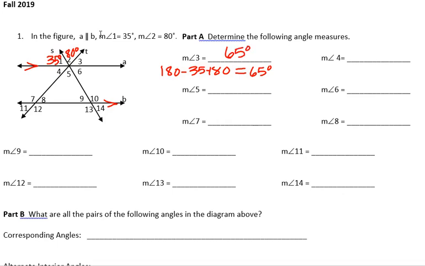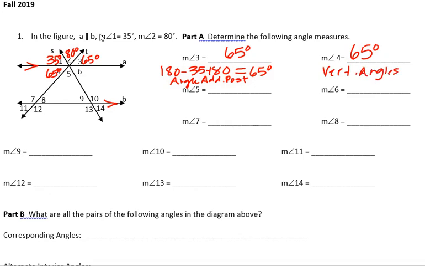And then angle 4. So this was 65 degrees. So that means angle 4 would be 65 degrees because it's a vertical angle to angle 3. So that's 65 degrees. And again, I would say angle addition postulate here. And here, vertical angles.